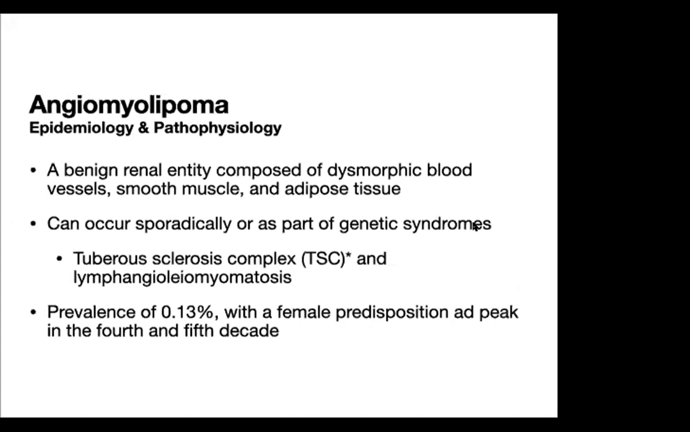Next is our angiomyolipoma or AML. It is a benign renal entity composed of dysmorphic blood vessels, smooth muscle, and adipose tissue. It can occur sporadically or as part of genetic syndromes such as tuberous sclerosis complex, in which there's a prevalence of 55 to 90% of AML and lymphangioleiomyomatosis. There's a prevalence of 0.13% with a female predisposition and peak in the 4th and 5th decade.